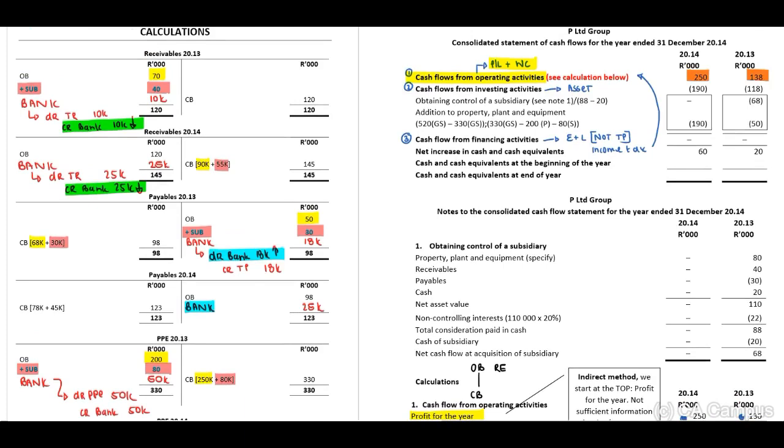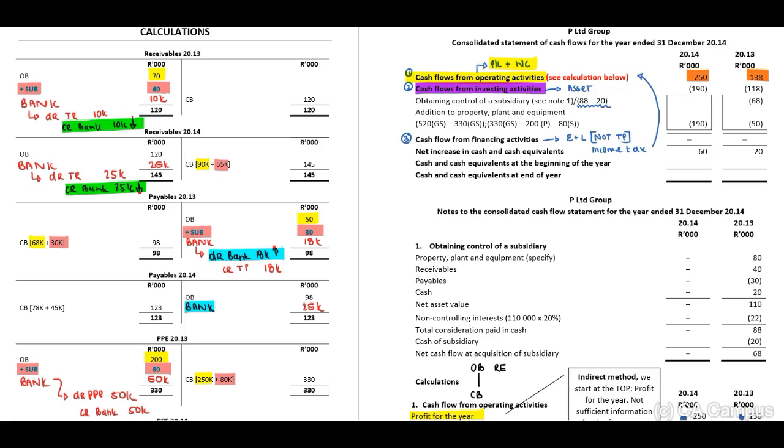Now let's move on to our cash flows from investing activities. Now, important, from investing activities, immediately you need to think about our subsidiary. Remember, I've indicated to you payment 88,000 minus the 20,000 that's included in our bank account.